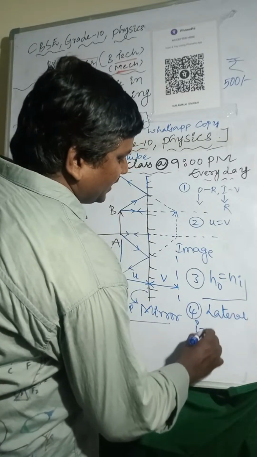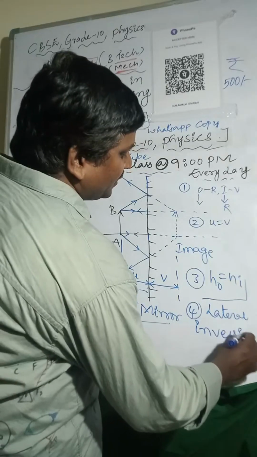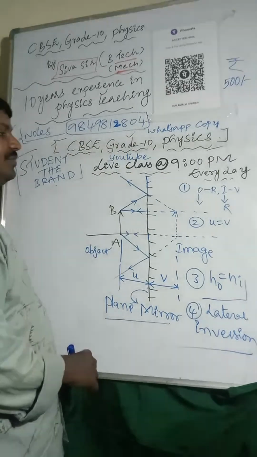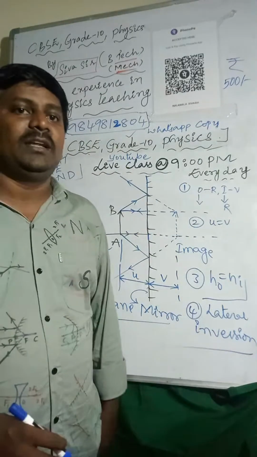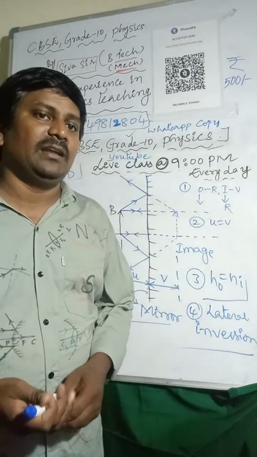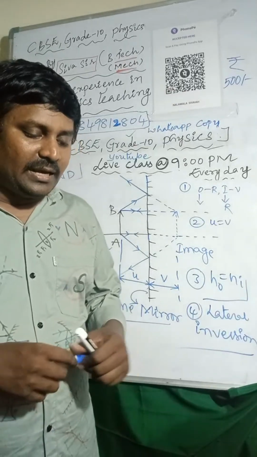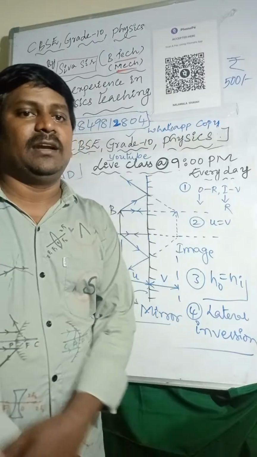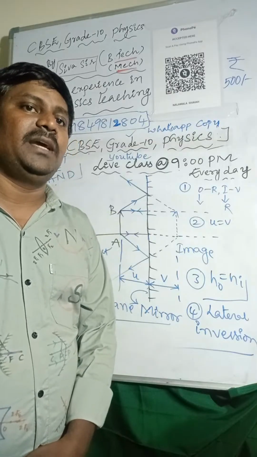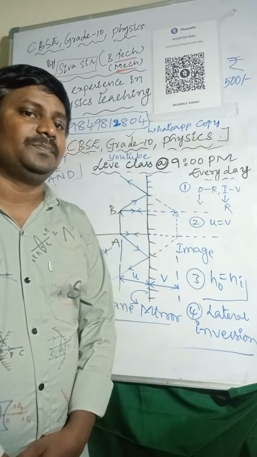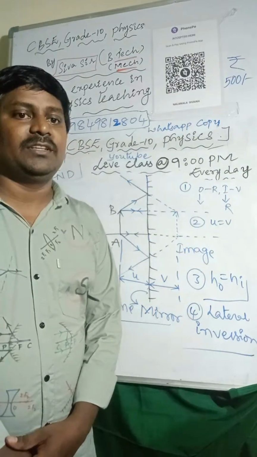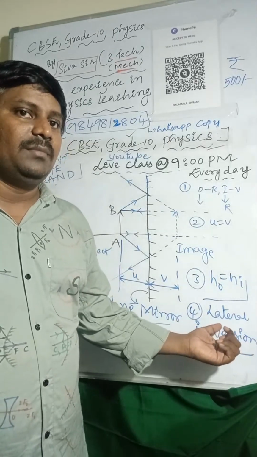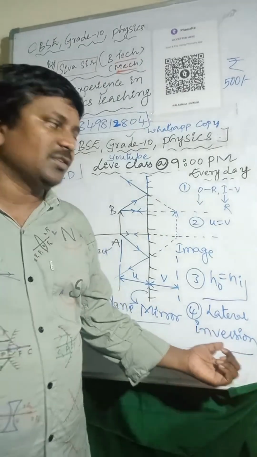So what is meant by lateral inversion? Lateral inversion is nothing but the phenomenon in which the left side of the object appears to be the right side of the image, and the right side of the object appears to be the left side of the image. This mirror image is called lateral inversion.